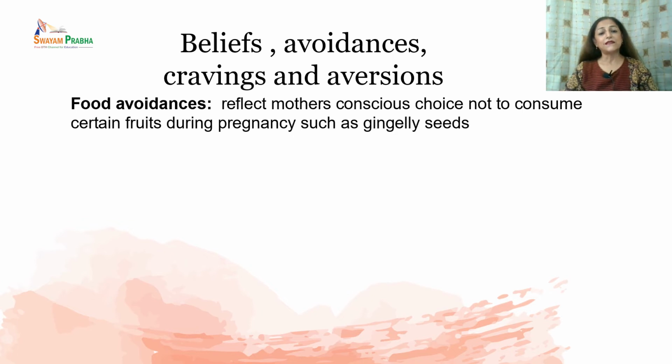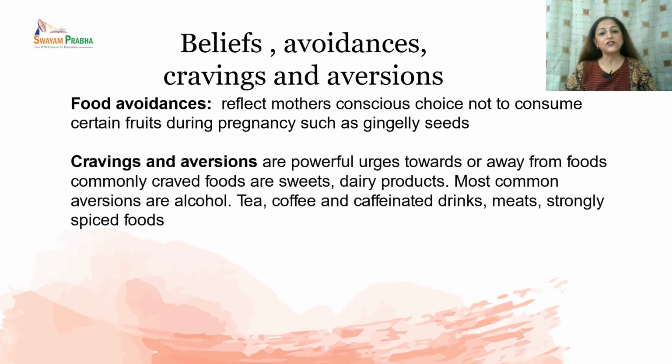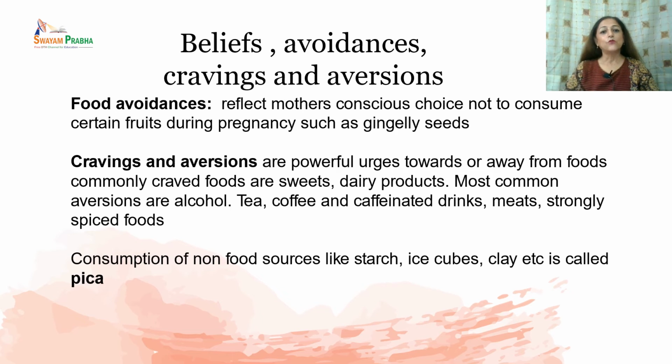Food avoidances reflect the mother's conscious choice not to consume certain foods during pregnancy. Say, the woman may wish to avoid papaya or gingelly seeds, considering them as hot foods. Cravings and aversions are powerful urges towards or away from foods. Commonly craved foods are sweets and dairy products, whereas the most common aversions are alcohol, tea, coffee or caffeinated drinks, meats, and strongly spiced foods.